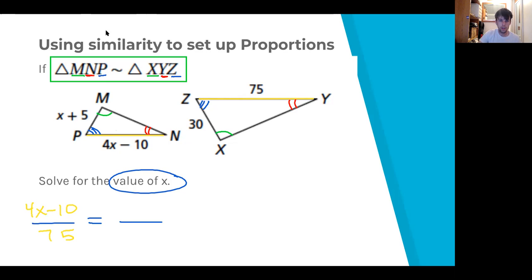And what's my other ratio going to be? Well, let's just take a look here. The other side we have here is this one, x plus 5. That's the green and the blue, the single mark and the triple mark. That's going to go right in between here. So those two sides correspond.